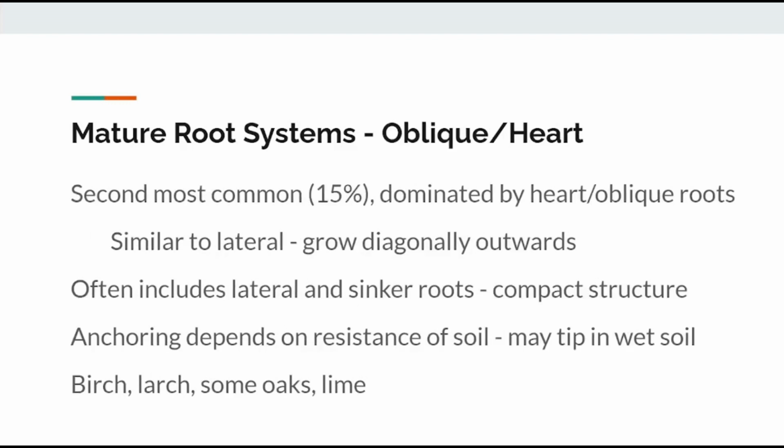The second type of mature root system is called a heart root system or an oblique root system, and it is characterized by the presence of many heart or oblique roots. These roots are similar in structure to lateral roots, but grow diagonally outwards. Heart root systems often also include lateral roots and sinker roots, forming a particularly compact root structure. These root systems depend on the resistance of soil to anchor the tree, making them particularly vulnerable to tipping in wet soil. Some examples of tree species with this root system are birch, larch, and some oaks.